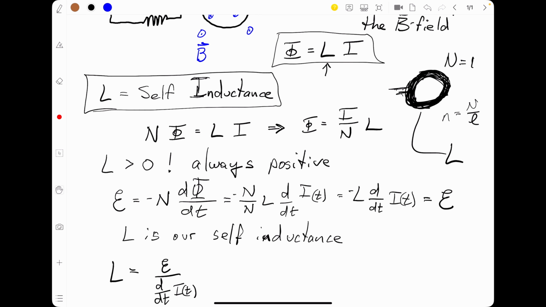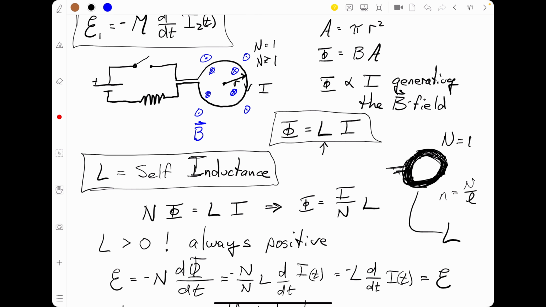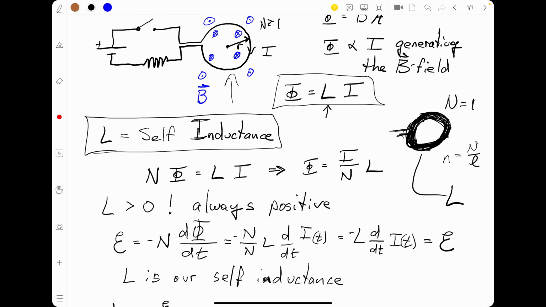So just to reiterate, this loop right here has current going through it. This one right here, current going through it. That's the current that's going to change and give us our self-inductance. So, good.